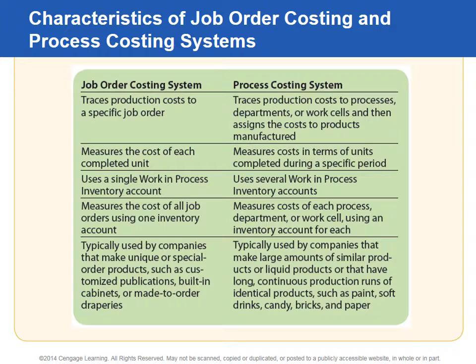So job order costing is a bit more basic. It's something that I always think of whenever I think of building a custom home. There is a specific job order. It has a conclusion. It has one work in process inventory account. There is only one inventory account for the finished goods, and typically it's a unique or specialized order. So again, that fits very well with a contractor building one home. The start to finish has materials, labor, and overhead accumulated in a job order costing system, maybe on a job order cost sheet, and when the house is built, it's done and they have a finished product.